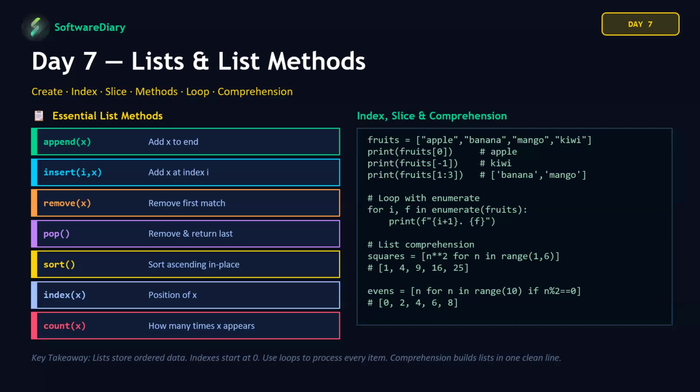So basically the indexing: how does it start? 0, 1, 2, 3. The first element is banana, so that is being printed there. And then 1, 2, 3. 3, as I mentioned, will not be included. So 2 will be there, so mango is included in the output.